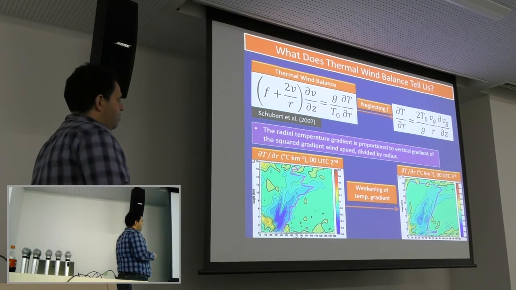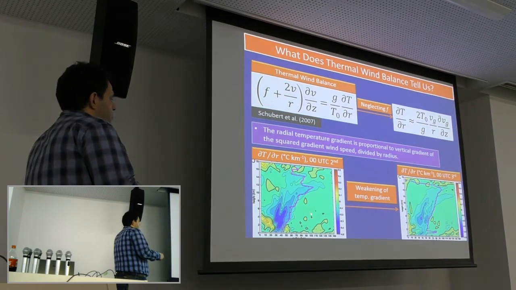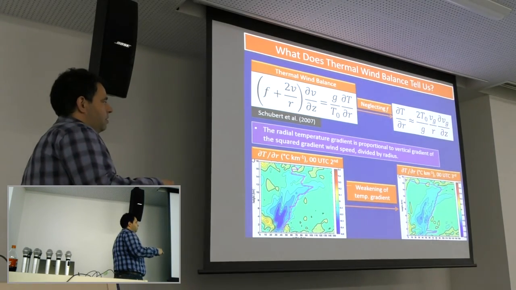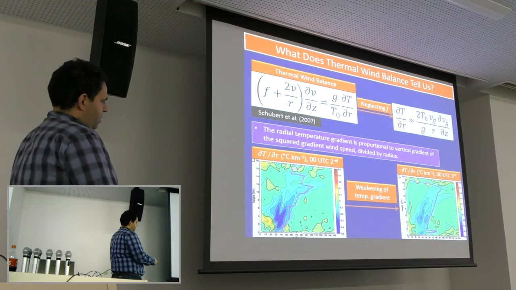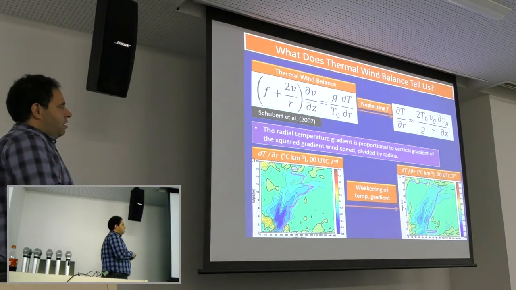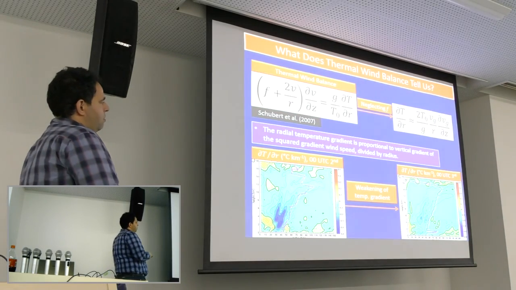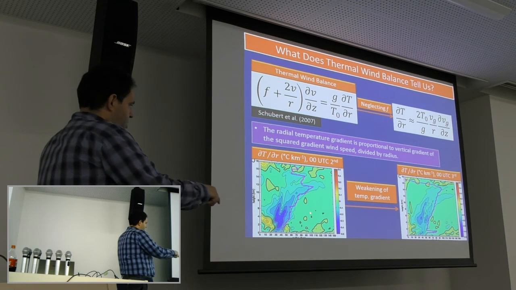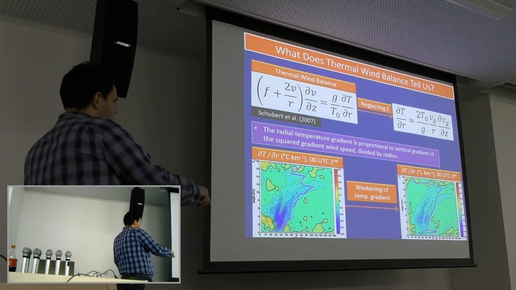So that's one complication. So we can start looking at the temperature gradient field and see how it evolves in time. So this shows the TDR, the radial temperature gradient, in degrees Celsius per kilometer for the two different times. And the RMW on each plot is in magenta.